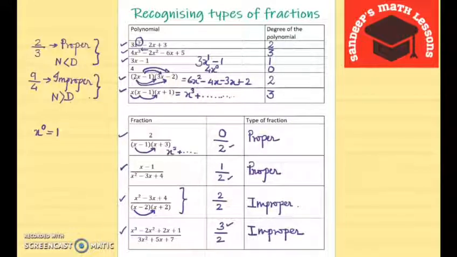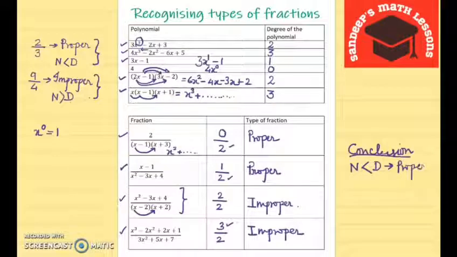So to summarize, what is the conclusion? We can say that if the degree of the numerator is smaller than the degree of the denominator, we will call it a proper fraction. But if the degree of the numerator is either bigger or equal to the degree of the denominator, we will call them improper fractions.